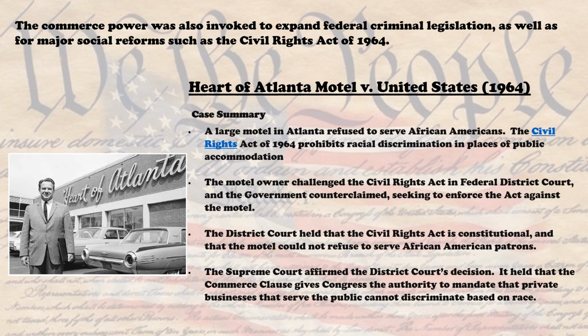The Supreme Court affirmed the district court's decision and held that the Commerce Clause gave Congress the power to mandate that private businesses that serve the public cannot discriminate on the basis of race. Now, the way the Commerce Clause was brought into this case was very, very interesting, because while this hotel was operated solely in Atlanta, 70% of its business came from people who lived out of state. So the argument was made that because the money was earned in a different state than it was spent in, it was, in fact, interstate commerce.